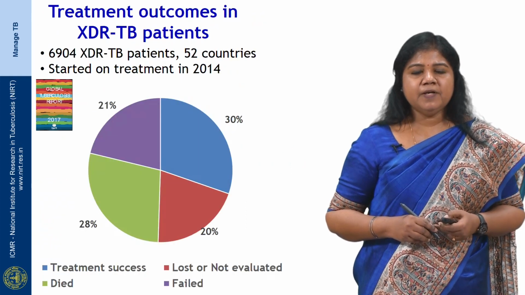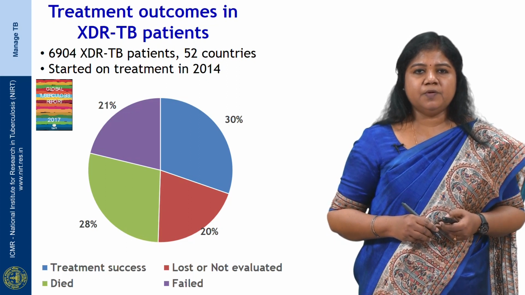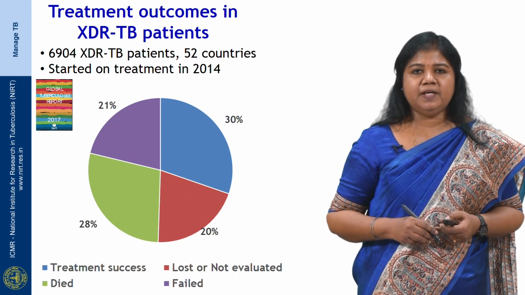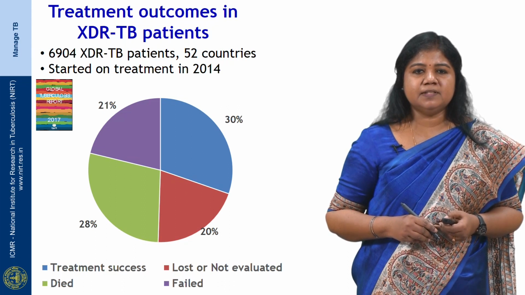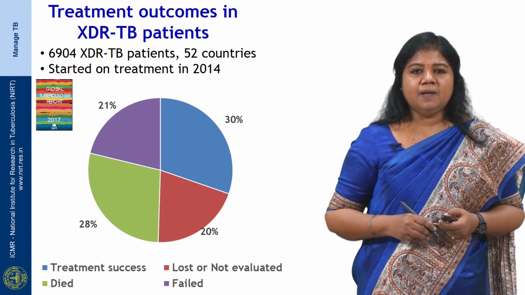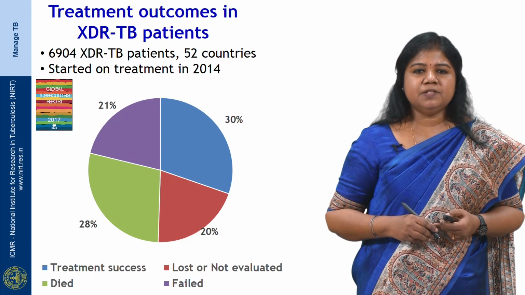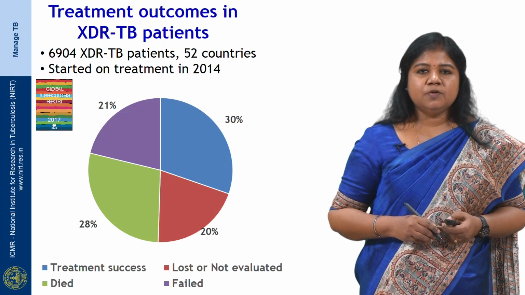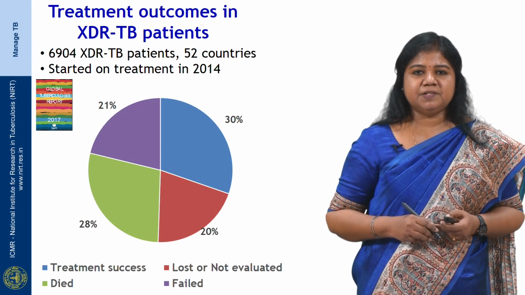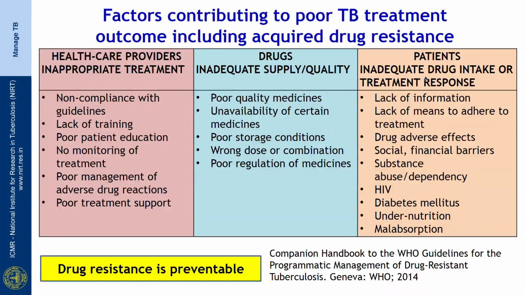If we look at treatment outcomes of XDR TB patients, according to the global report, of about 6,900 patients who were started on treatment in 2019 from 52 countries, treatment success was about 30%, about 28% had died, about 20% were lost or not evaluated and about 21% had failed treatment. So, the treatment success of XDR TB patients is very low even compared to MDR TB patients.